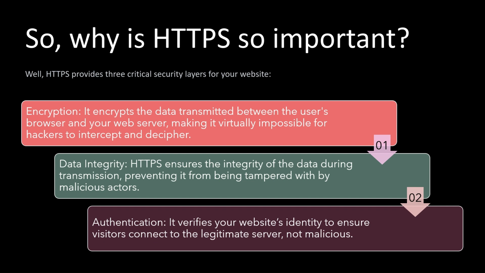First thing is encryption. It encrypts the data transmitted between the user's browser and your web server, making it virtually impossible for hackers to intercept and decipher. And the second one is data integrity. HTTPS ensures the integrity of data during transmission, preventing it from being tampered with by malicious actors. And the third one is authentication. It verifies your website's identity to ensure visitors connect with the legitimate server, not a malicious one.